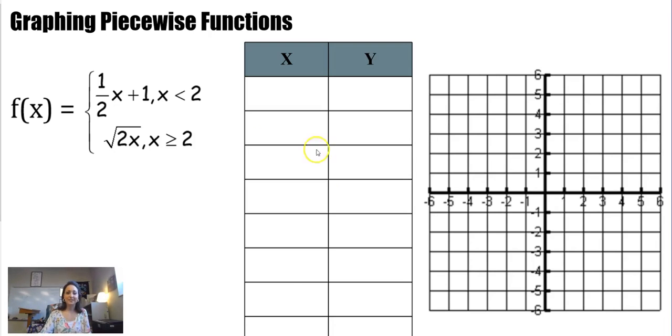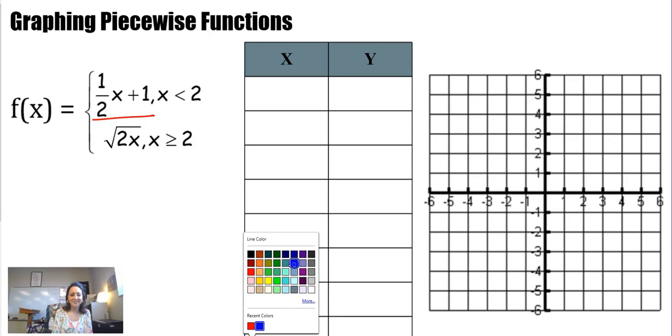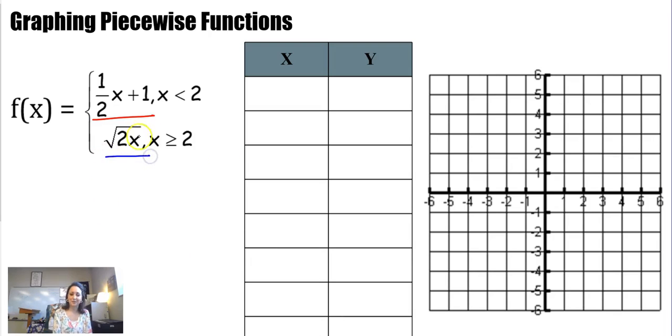What I really recommend is starting off with a table, okay? And then let's take a look at our two pieces. So our top piece is valid for x is less than 2, and our bottom piece is valid for x is greater than or equal to 2. Okay, so what I'm going to do is take this top piece and graph it in red, and then the bottom piece I'm going to graph in blue. And I'm going to create the table based off these functions, and then I can plot my values, okay?